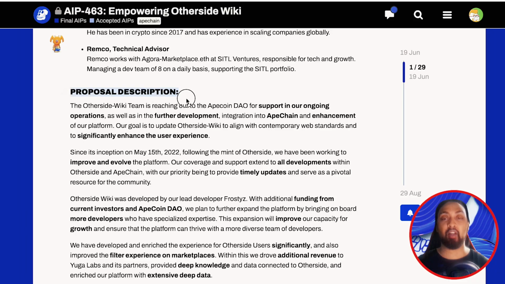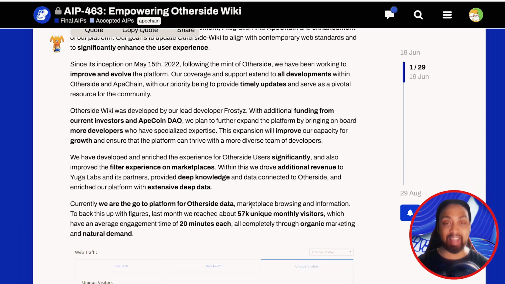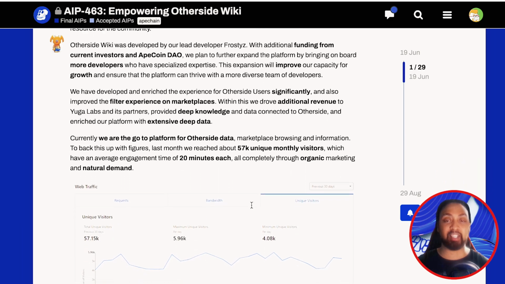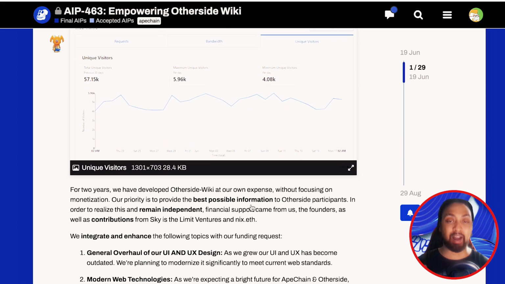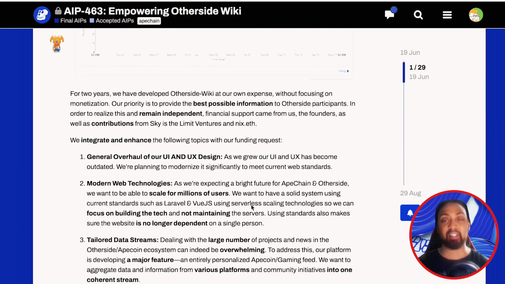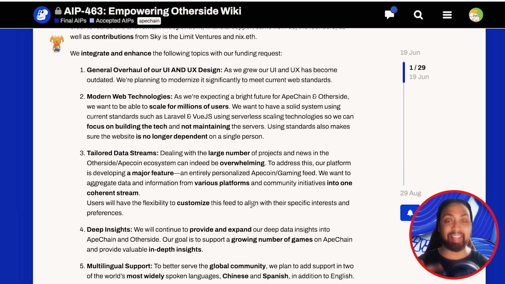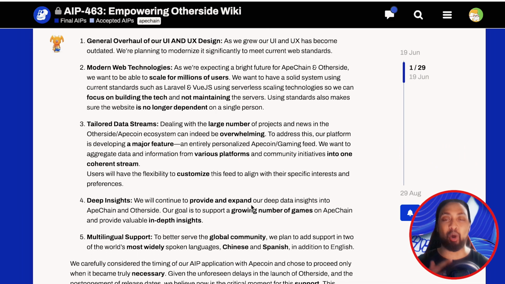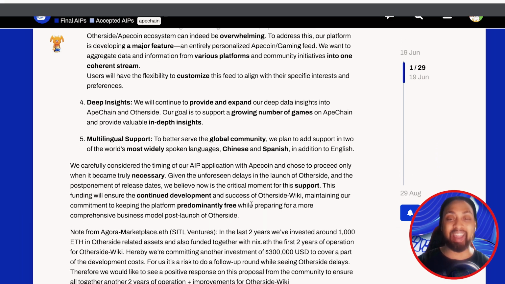Alright, here's the TLDR for AIP 463 submitted by Frosties. Otherside Wiki focuses on providing deep data insights, in-game metrics, and marketplace information for ApeChain and ApeCoin related projects. The funding will be used to modernize the platform's user interface, integrate multilingual support, implement a personalized gaming and data feed, and ensure that all premium interactions on the platform are transacted solely in ApeCoin.